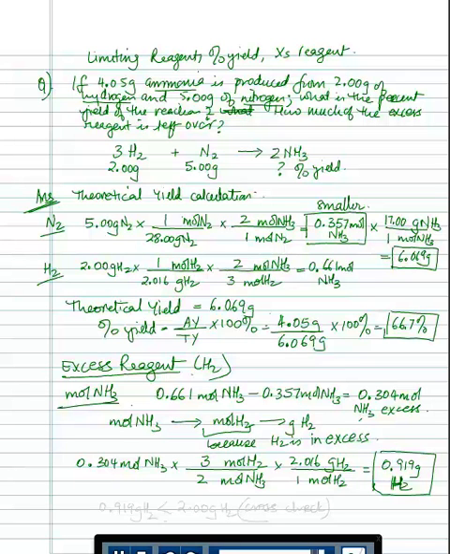Now to check your answer, 0.919 gram is less than 2.00 grams, okay, that is a cross check. If it is more, then obviously you've done something wrong, okay, because you should not have anything left, okay. So the excess reagent will always be less than what you started with. So that is how you solve for excess reagent.